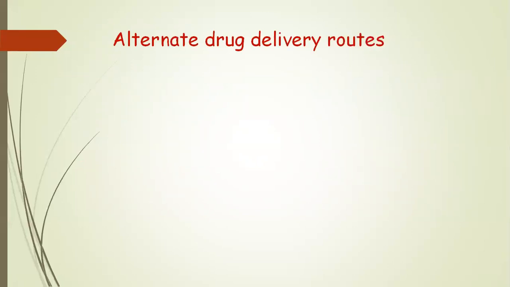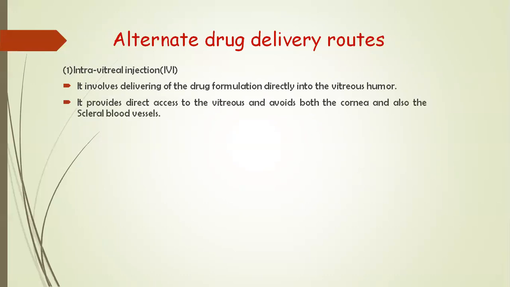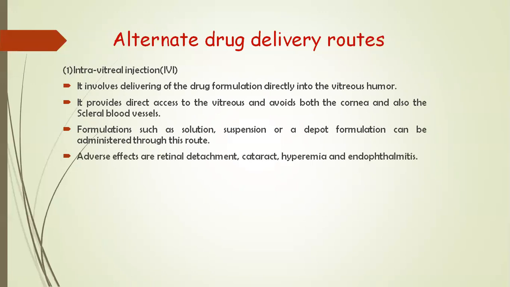So alternate drug delivery routes, that is intravitreal injection. It involves delivery of drug formulation directly into the vitreous humor. It provides direct access to the vitreous and avoids both the cornea and the scleral blood vessels. Formulations such as solution, suspension or depot can be administered through this route. Adverse effects are retinal detachment, cataract, hyperemia, and endophthalmitis.